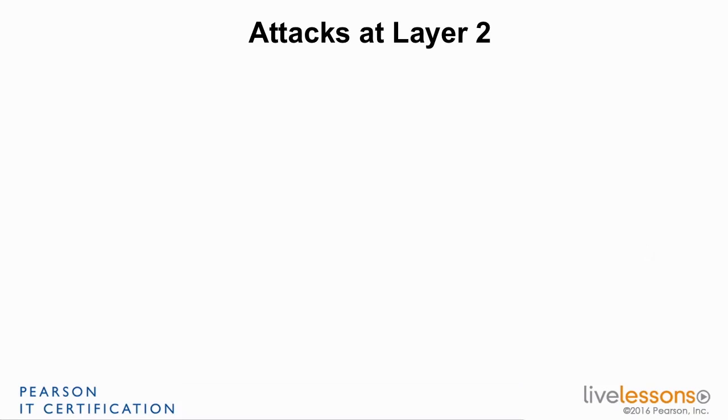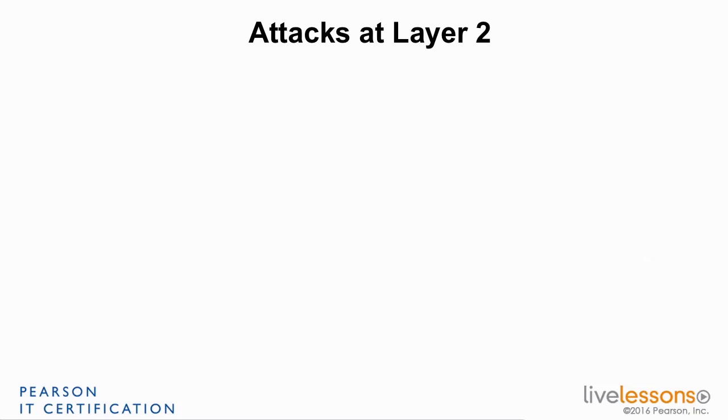We spent the last session talking a little bit about Layer 2 networks and the basic building blocks: VLANs, access ports, trunk ports, things like that. In this section, we're going to talk about how attackers take advantage of some of these mechanisms and ways that we can mitigate or help defend ourselves at Layer 2 and make our network more resilient to Layer 2 attacks.